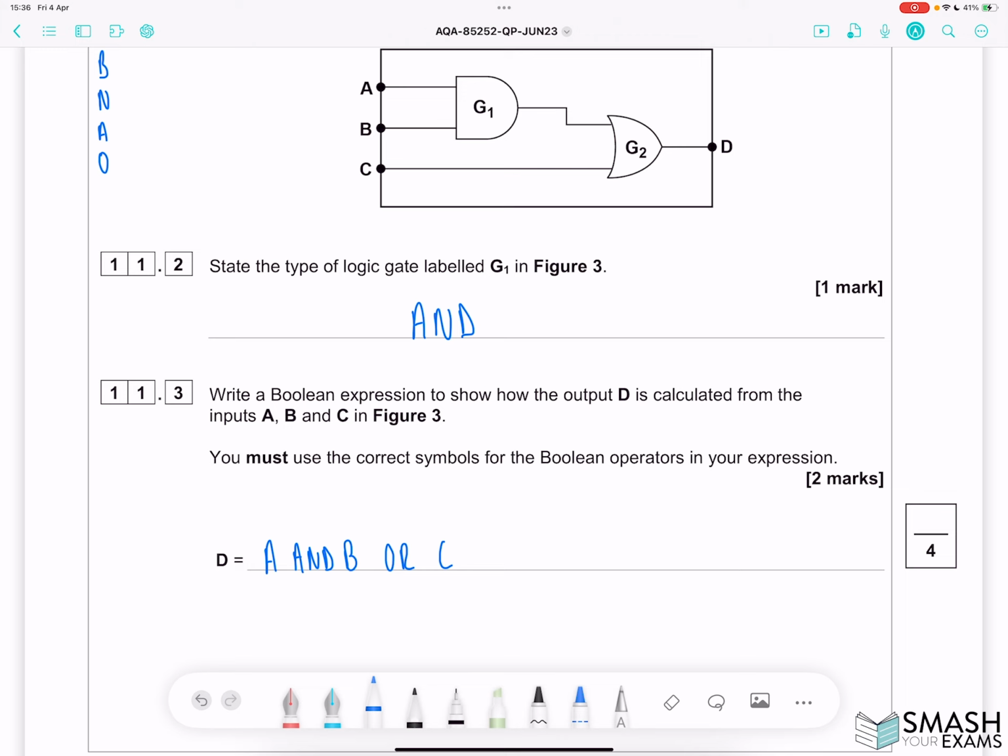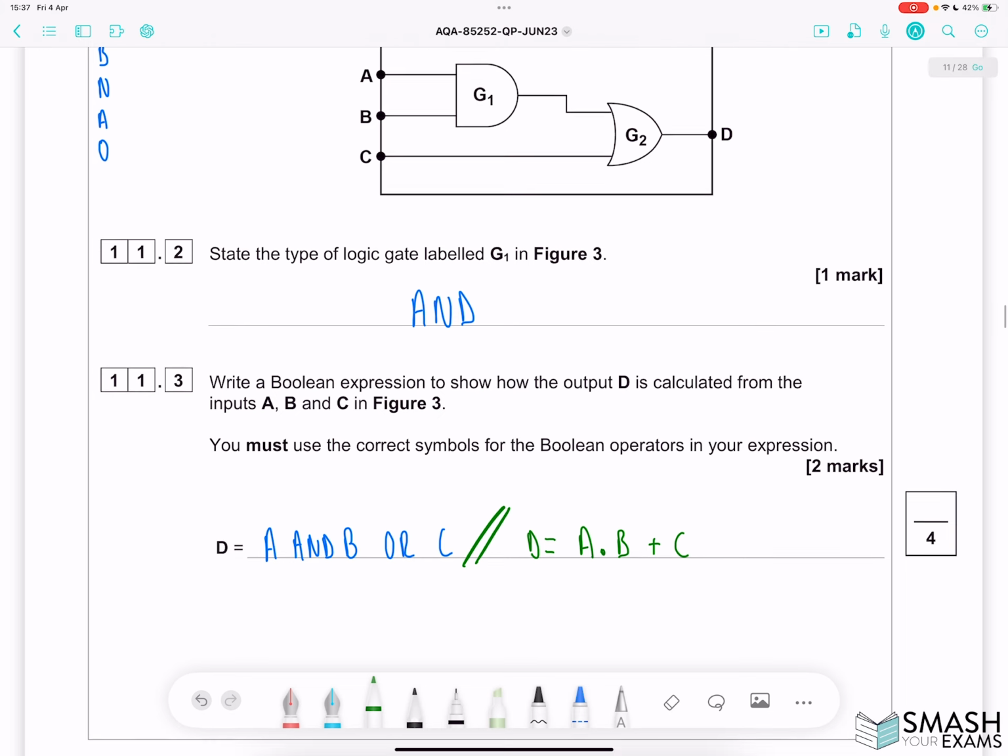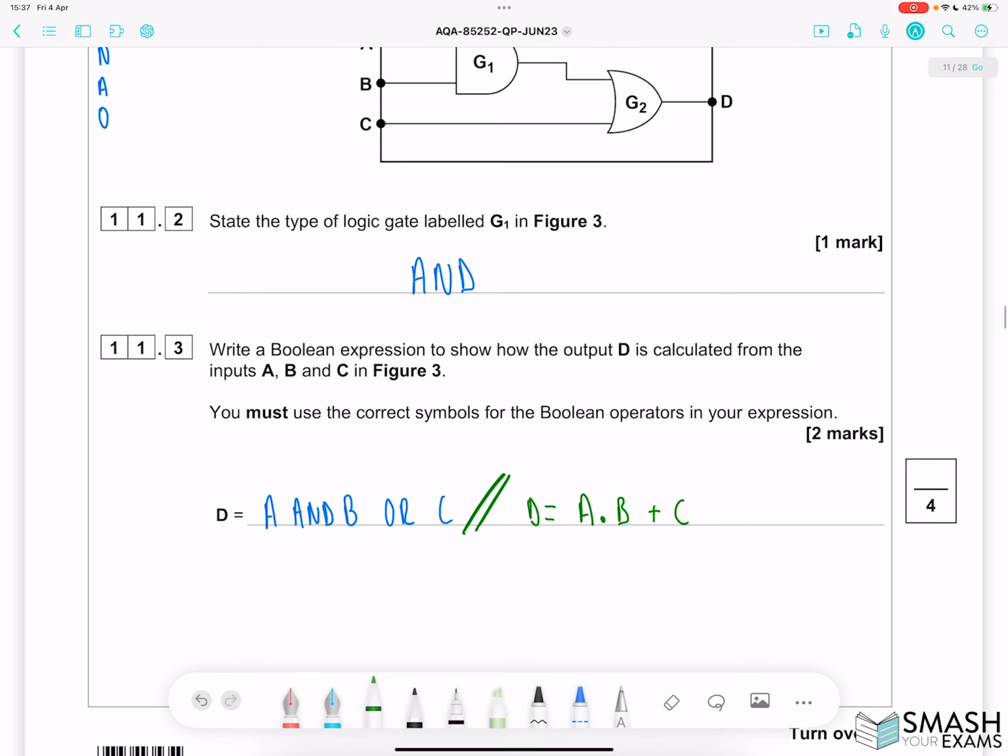So the alternate way of doing that, I'll do it in a different colour so you can see it, would have read D equals A dot for AND, B plus C, because plus is OR, remember. You could use either one of those, so I'll put slashes between them so you can see the difference. Perfect.